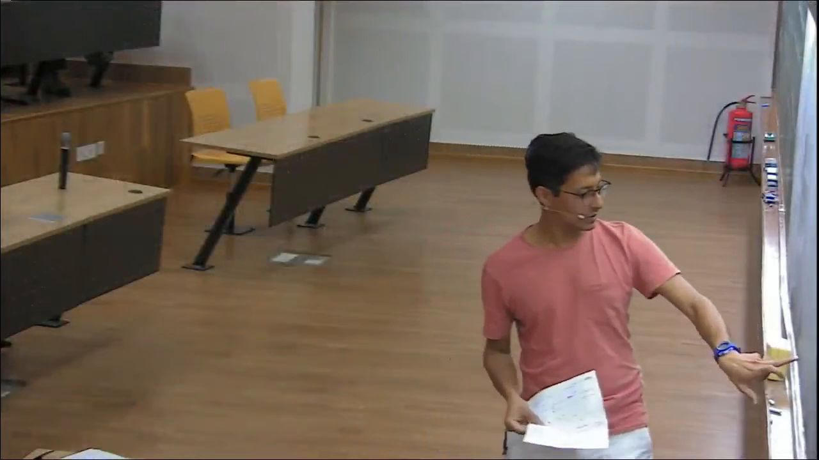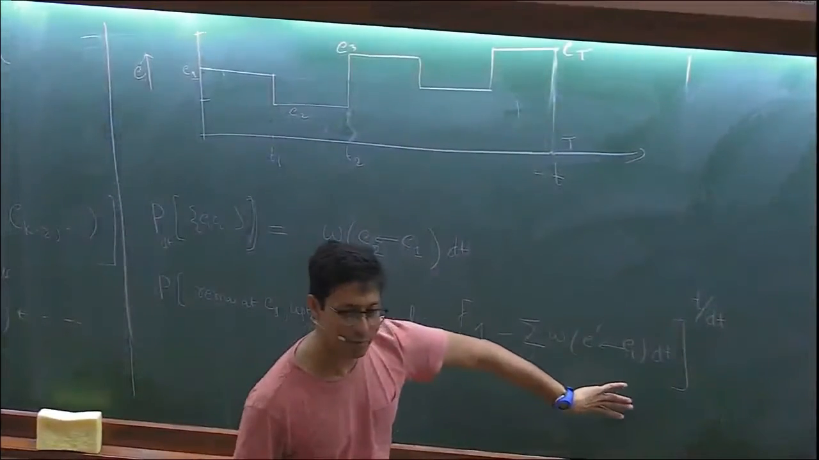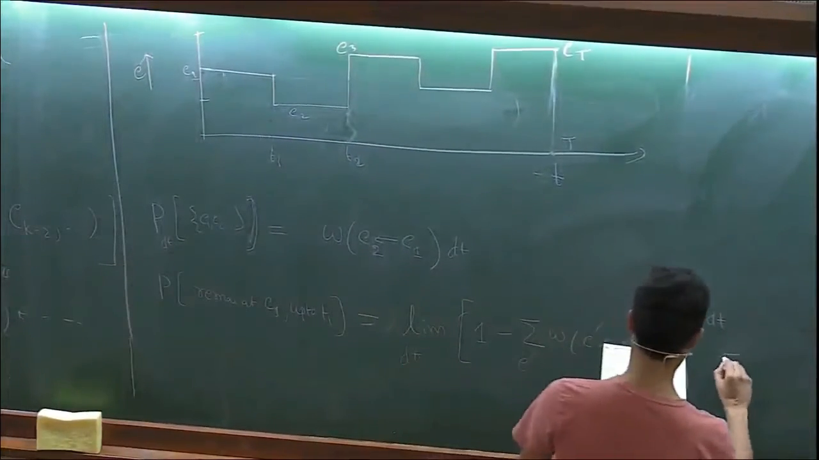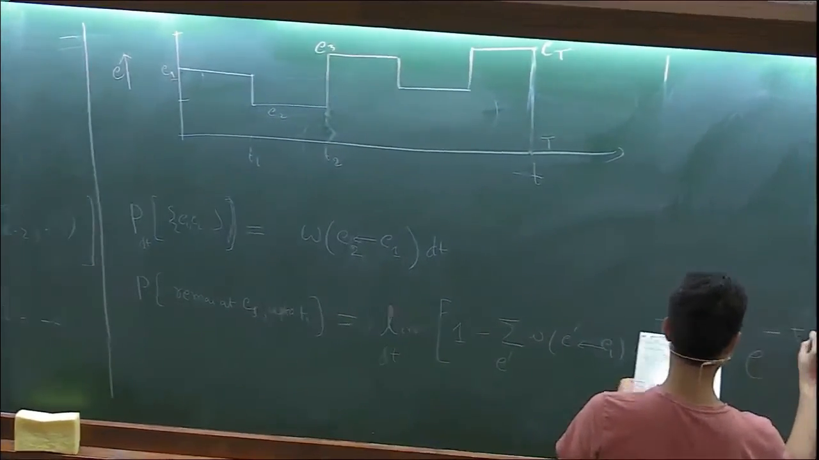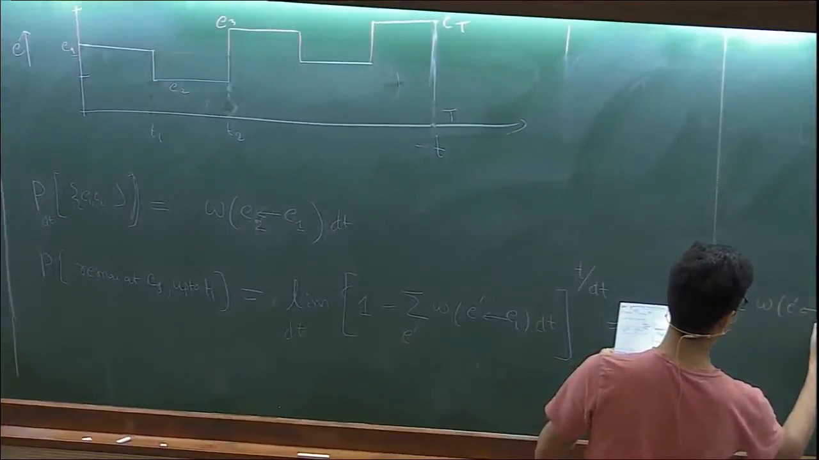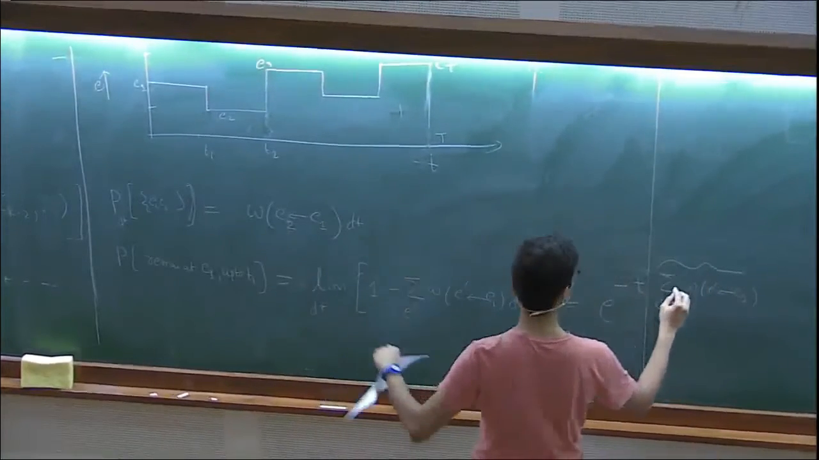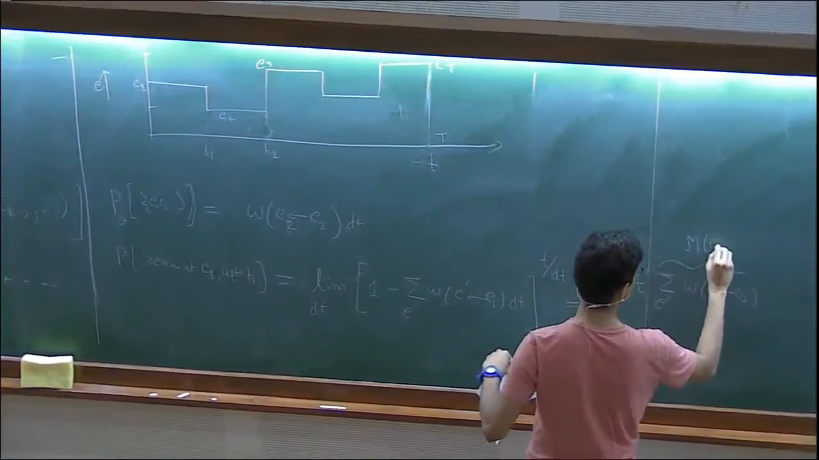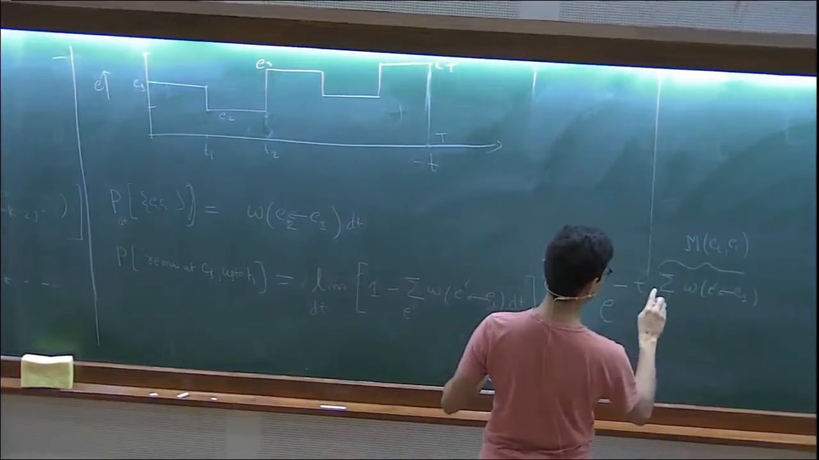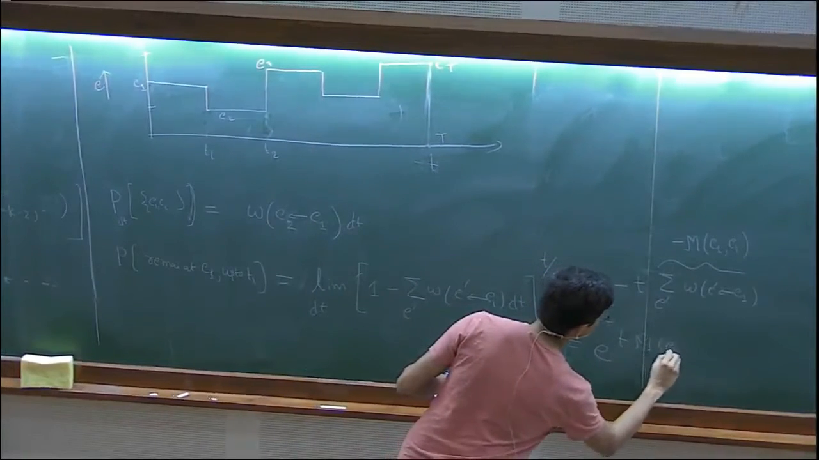The probability to remain in that configuration would be just 1 minus the total probability for it to go out. If I take the dt to 0 limit, I will get simply minus t sum over c prime of w c prime. In my previous notation, this was the matrix element M of C1, with a minus sign. So this becomes e to the power t M c1.